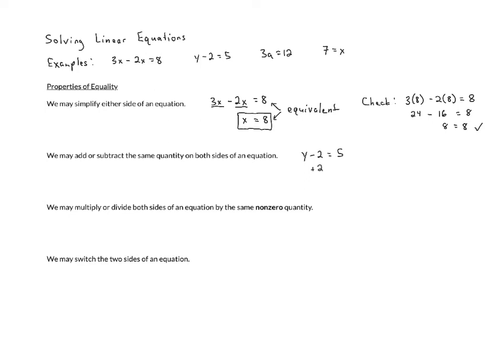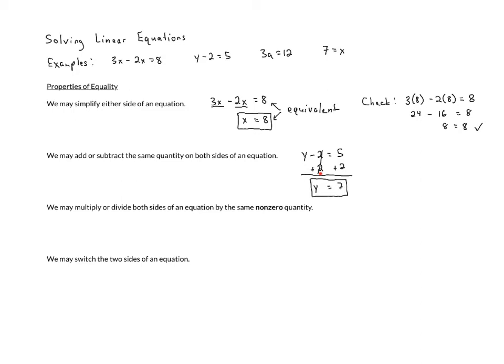So we're going to add 2 there, but the property says we may add or subtract the same quantity on both sides of an equation. So if we add 2 to the left-hand side, we're going to have to add 2 to the right-hand side also. Now on the left-hand side, negative 2 plus 2 is 0. Those cancel each other out, and we're left with just the y. On the right, 5 plus 2 is 7, and we end up with y equals 7, which is our solution.